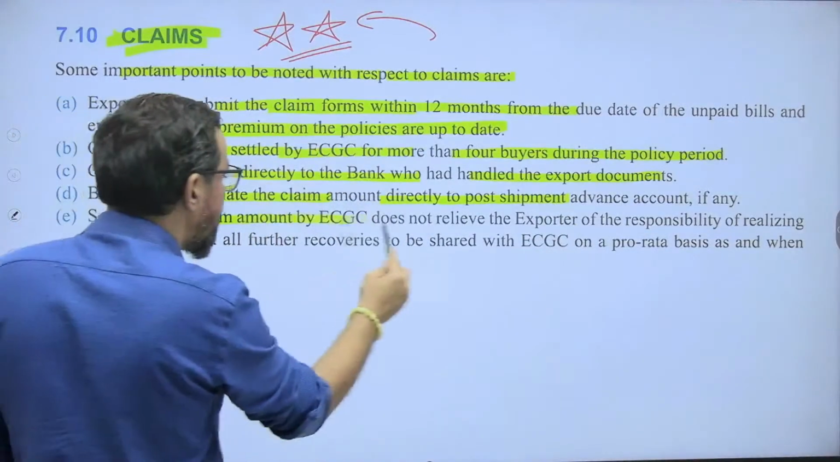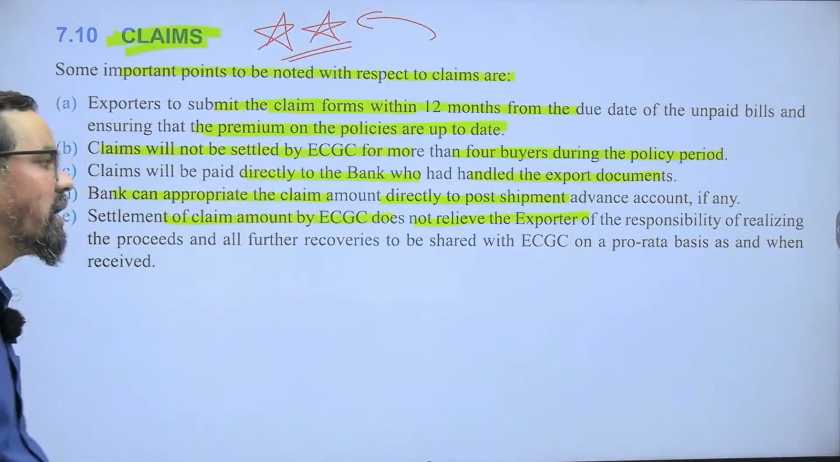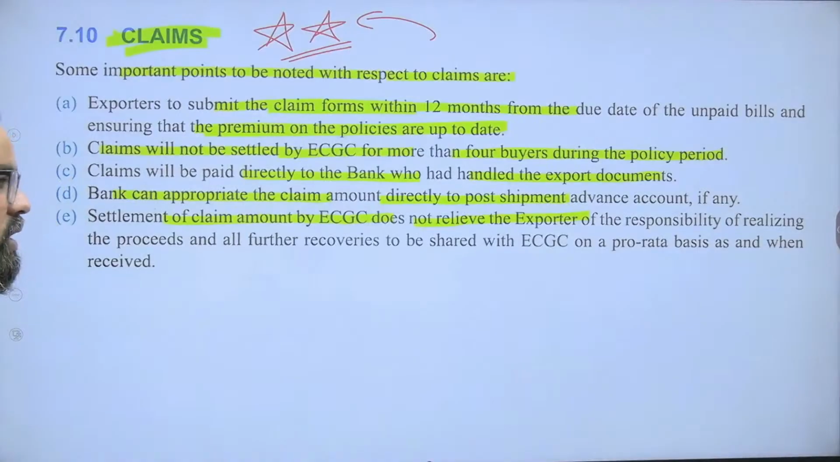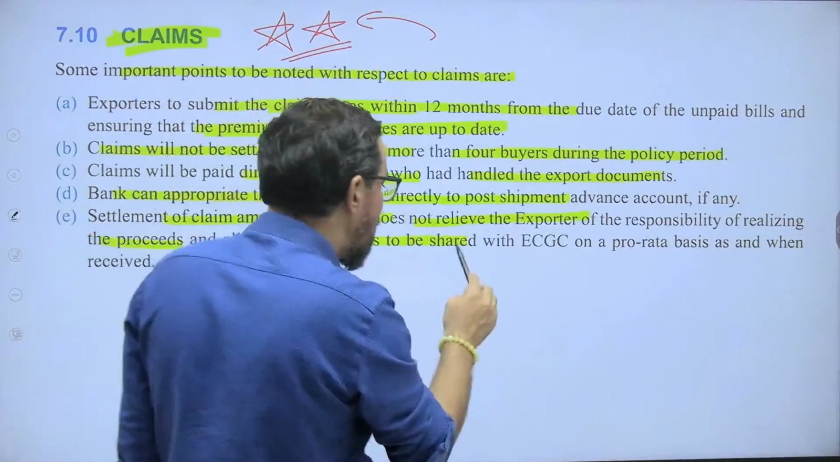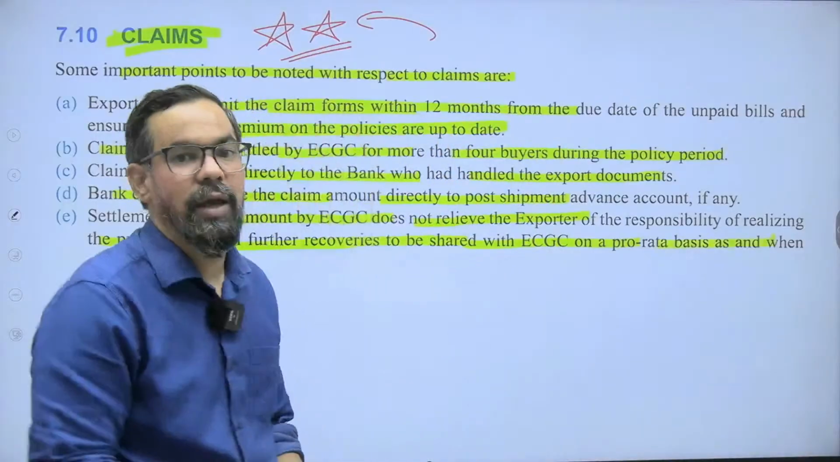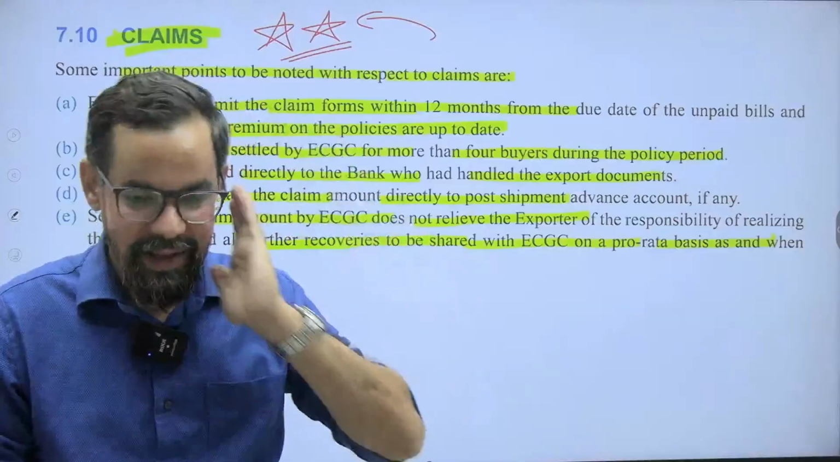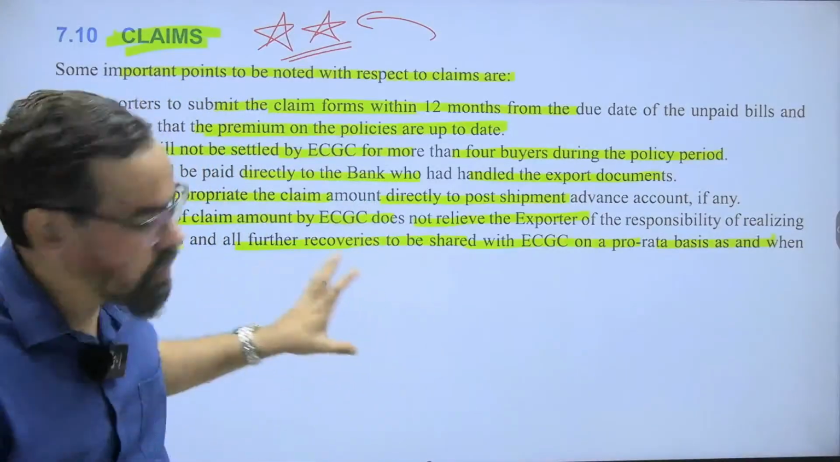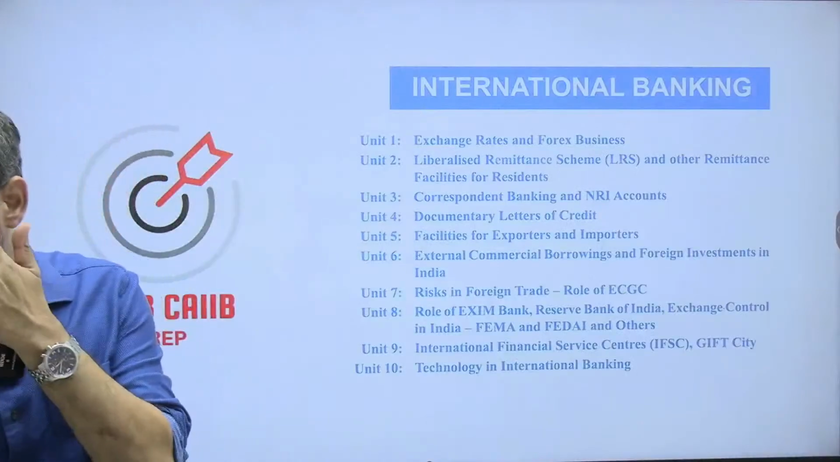Settlement of claim amounts by ECGC does not relieve the exporters of the responsibility of realizing proceeds. All further recoveries are to be shared with ECGC on a pro rata basis. It is not that you take the claim from here and later also take the money from your buyer. That is not going to happen. So you have to take care around these particular things, okay? So that is something around this.